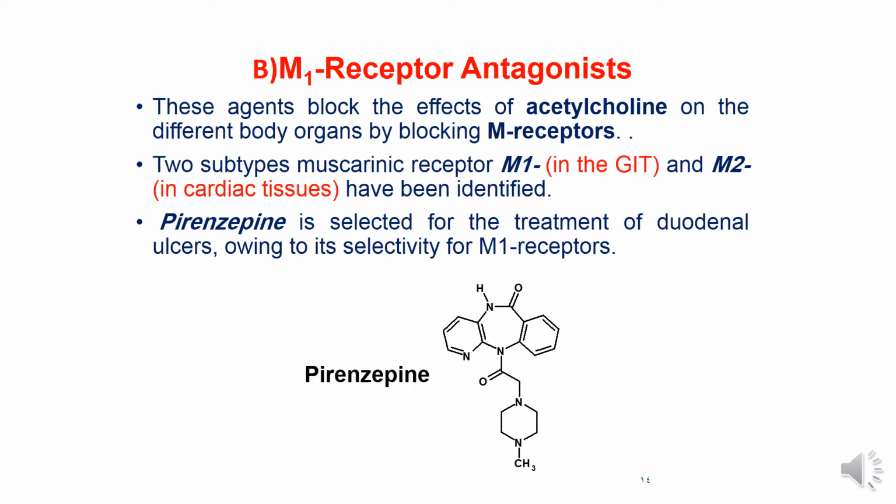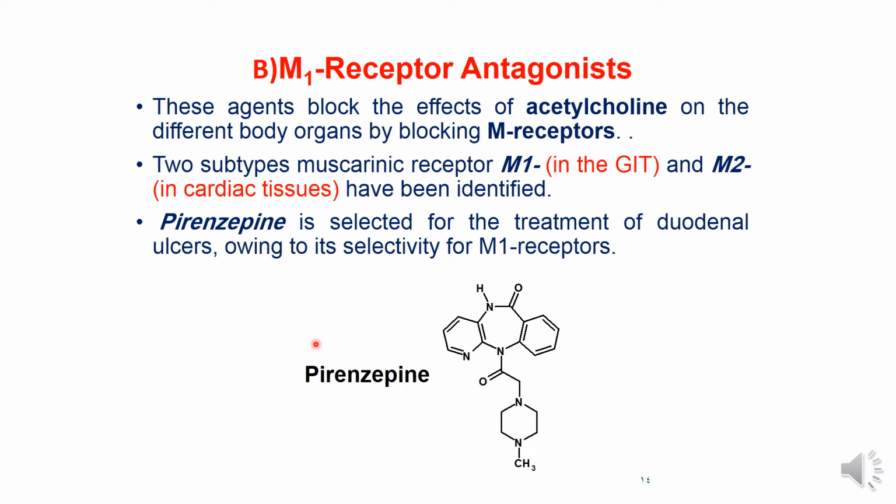We're still talking about acid suppressing agents. We have finished the antacids, and now we will talk about muscarinic receptor antagonists. These agents block the effect of acetylcholine on different body organs by blocking the muscarinic receptors. Two subtypes of muscarinic receptors, M1 in the GIT and the M2 receptor in the heart, have been identified.